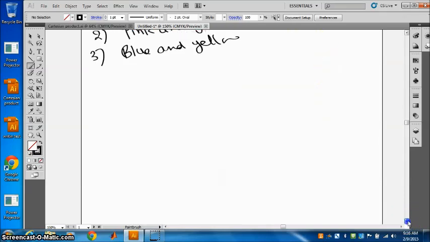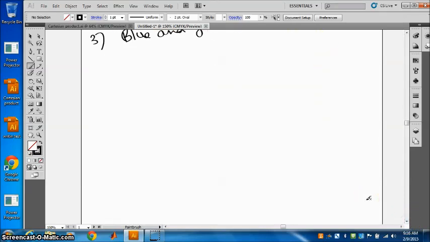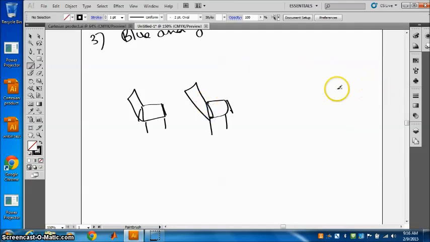Now one more example. Suppose there are 2 chairs. I don't know how to draw chairs. I'll try. And there's one more chair. And there are 3 boys. I'll write the names as A, B, C. Only 2 can sit. So which 2 can sit on these 2 chairs?